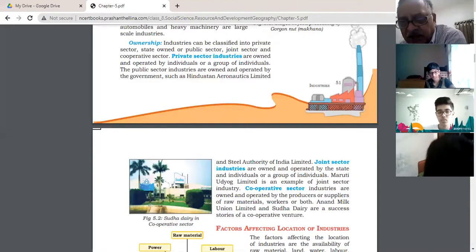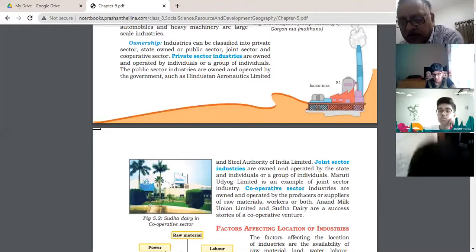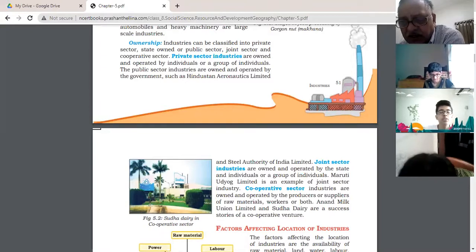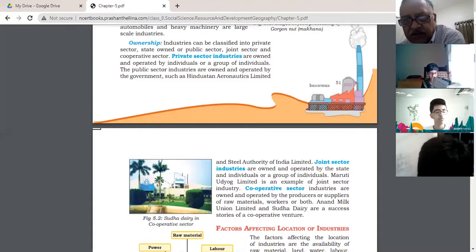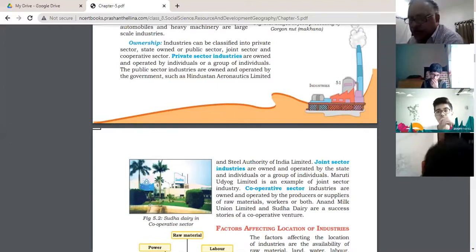Whenever there is a crisis in India of onion or potato or tomato, anything, this cooperative sector comes forward and they supply these materials to the public at a cheaper rate in comparison to the market, because they are getting directly from the suppliers. So that's why they are getting it at less price, and they are selling it at less price. So these are the classifications for you.